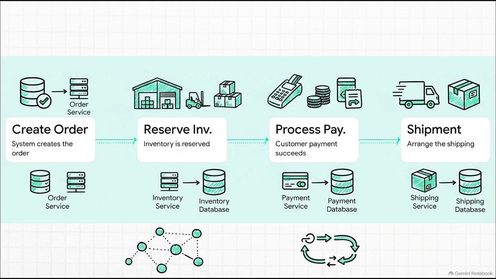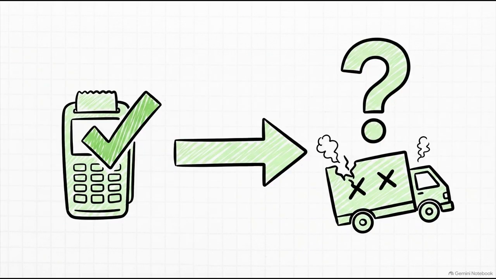But as we know, in a modern microservices architecture, each of these steps is totally isolated. The order service owns the orders database, the inventory service owns the inventory database, and they absolutely do not share a single transactional boundary. So imagine how this sequence actually plays out in the real world.